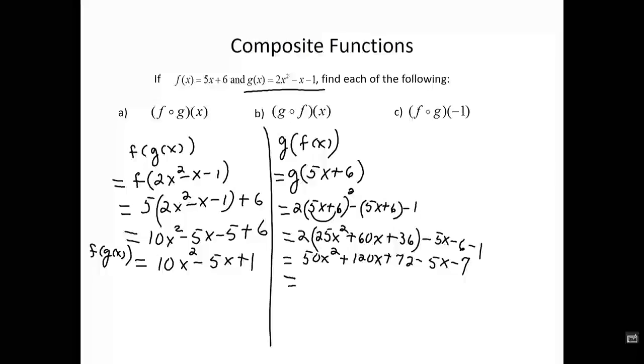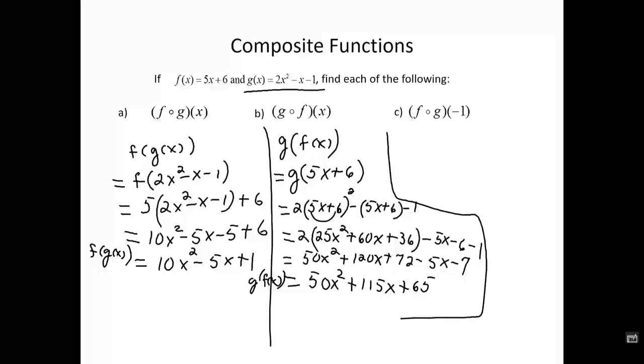Combining like terms again, we have 50x squared, 120x minus 5x is a positive 115x, and a positive 72 minus 7 is a positive 65. So therefore, g of f of x is 50x squared plus 115x plus 65.